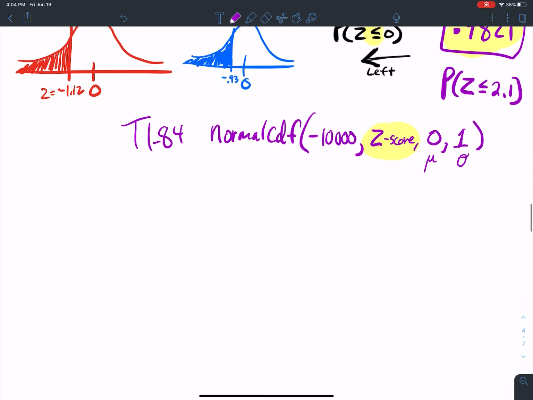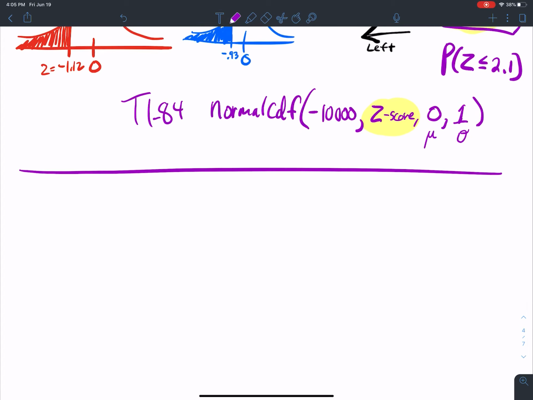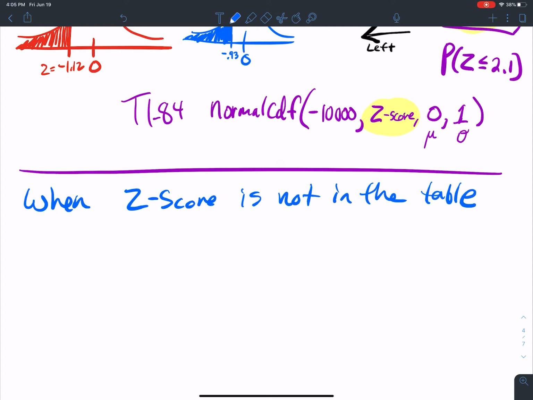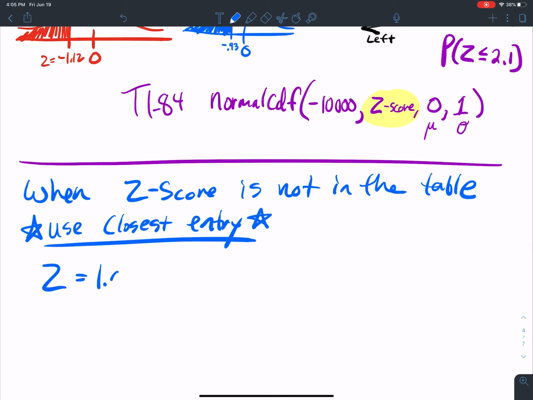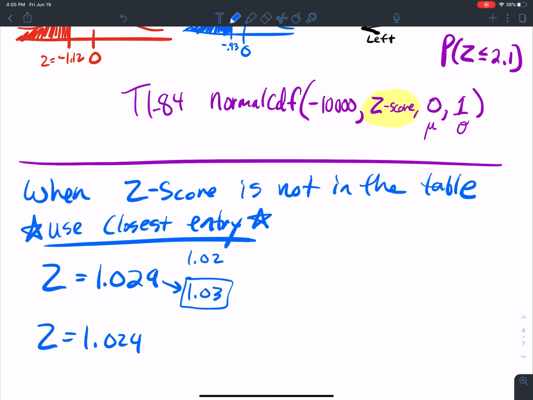Now, there is a scenario where the z-score is not in the table. Okay, so I want to show you what you do. So when the z-score is not in the table, we use the closest entry. Use the closest entry if it's not in the table. So like if I have a z equal to 1.029, what is the closest entry? Well, it's either 1.02 or 1.03. Well, what's the closest one? It's the 1.03. Okay? But what if I have a z that's equal to 1.024? Well, the closest entry now is the 1.02.